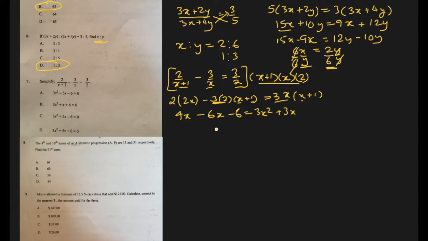And let's rearrange it, everything to the, they want positive, yeah. So 3x square is positive, let's bring everything to the right side. 3x square is 3x square. 3x is here.